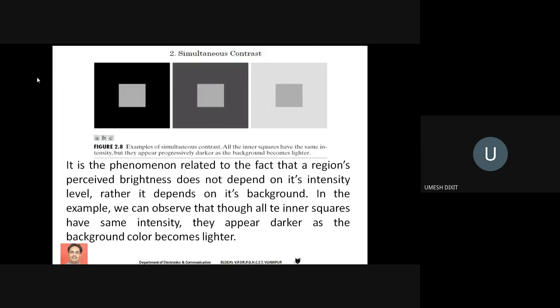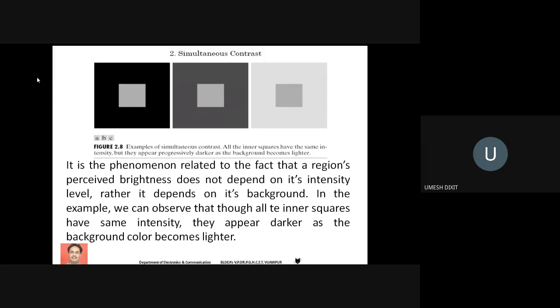Here we have an example in this slide. If you look at the example, we have three pictures in total. We have a set of squares, an inner square and an outer square. If you look at the diagram carefully, the inner square has the same intensity, the same color or brightness. But what is happening is that the inner squares appear darker as the background color becomes lighter.